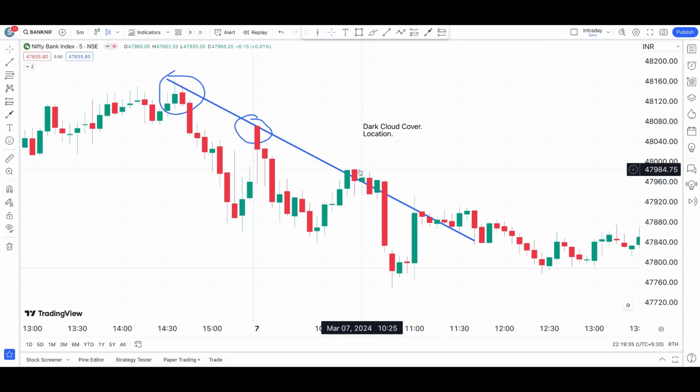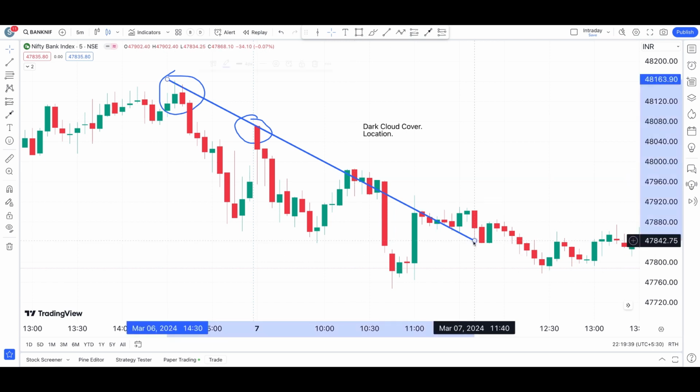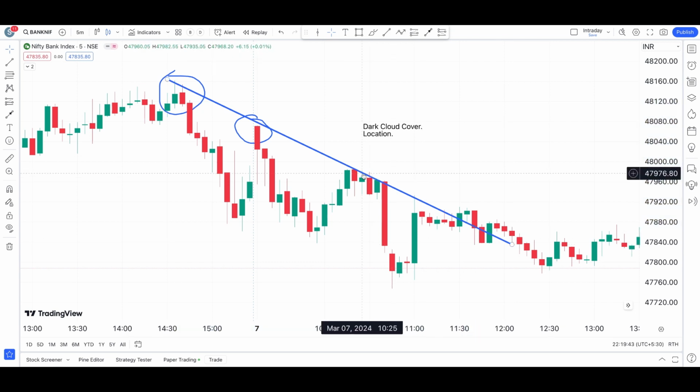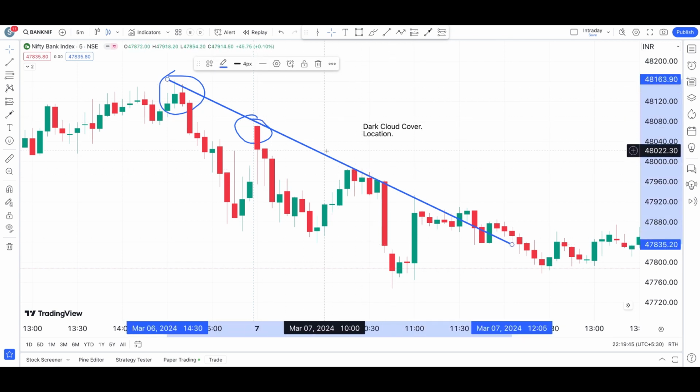So here, as you can see, this is coming at this trend line. After this, it's okay to redraw, readjust it a bit. So don't consider this as a solid line. Instead, consider this as a band.